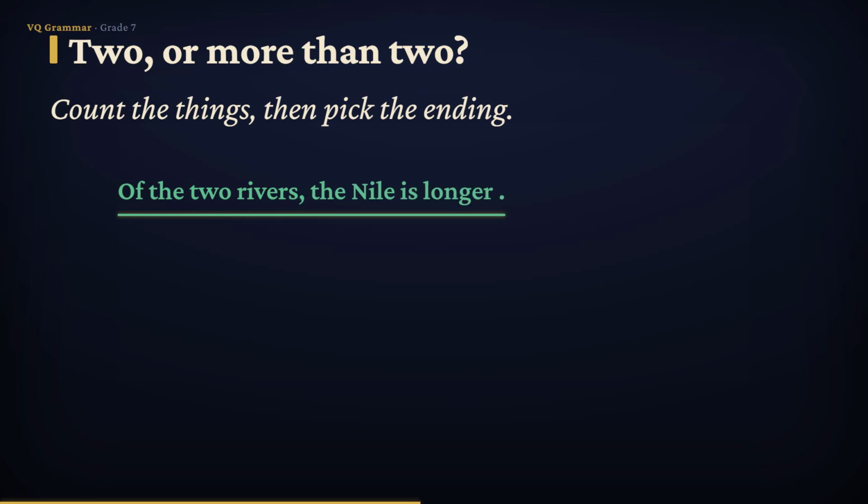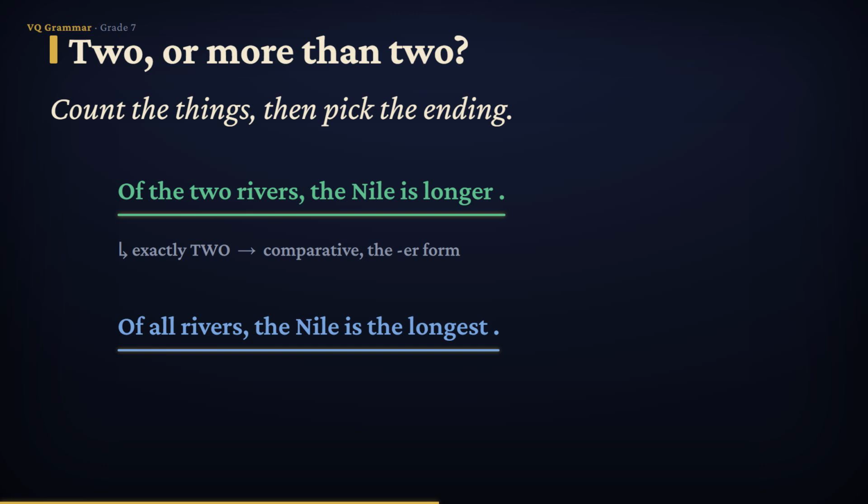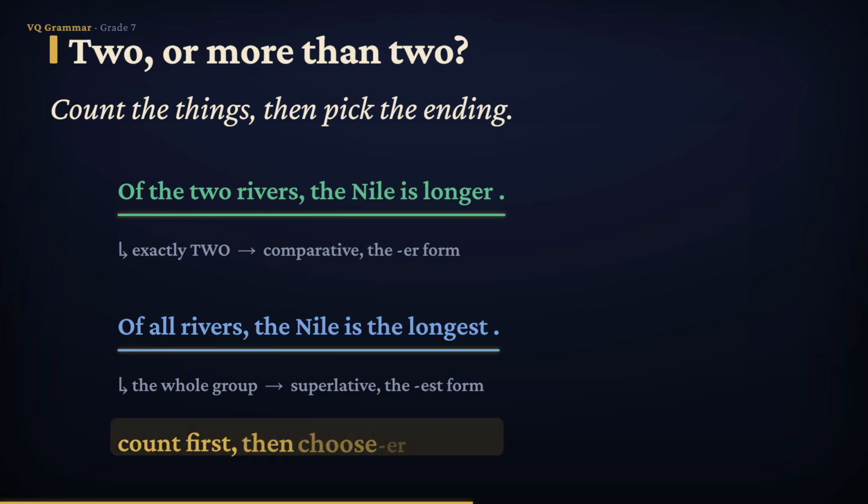There are exactly two rivers in the picture, so we compare them, and we use the comparative, the ER form, longer. Now look at this. Of all rivers, the Nile is the longest. This time, we're comparing the Nile against every river there is, a whole group. So we use the superlative, the EST form, longest. See the move? Count the things first. 2 means ER. 3 or more means EST.